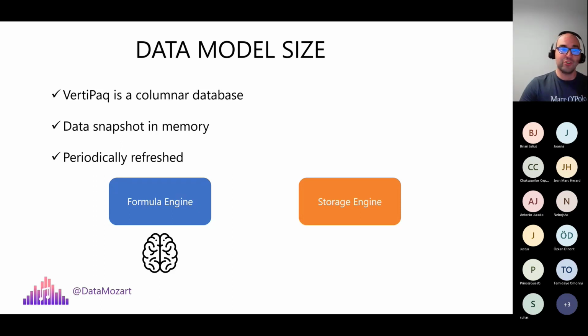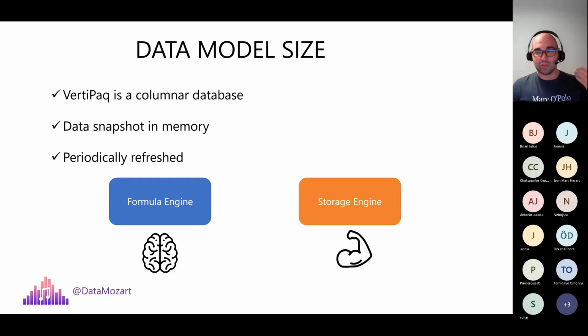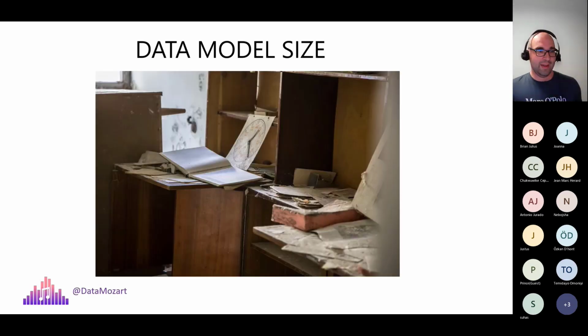So once the formula engine generates the query plan, then storage engine jumps into action, and storage engine represents the muscles of Power BI because it literally physically goes through the data stored in the tabular model. So if storage engine needs to dig through massive amounts of data, it would obviously need more time and more resources. And I always like to give this analogy when explaining why data model size matters.